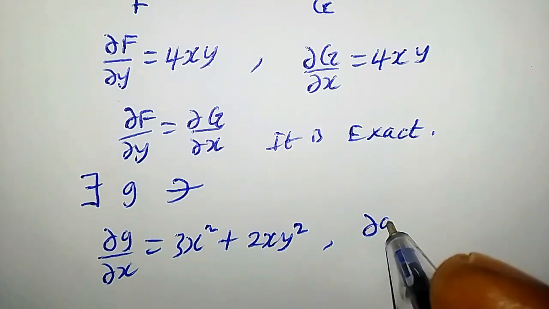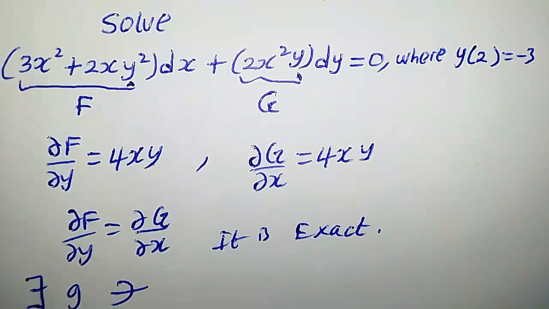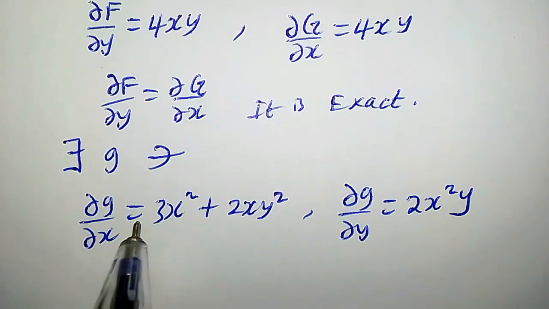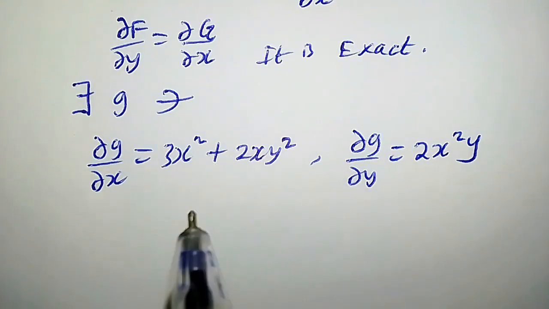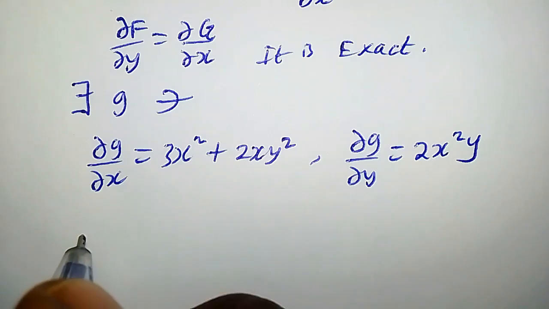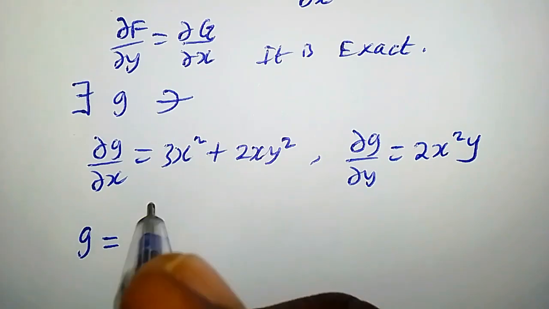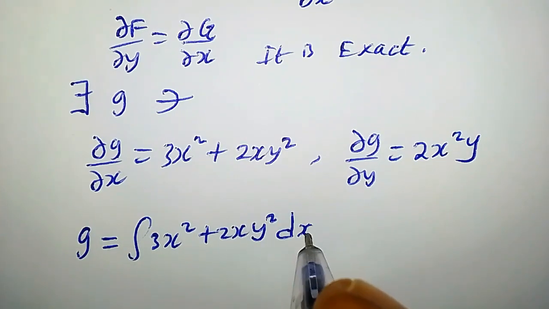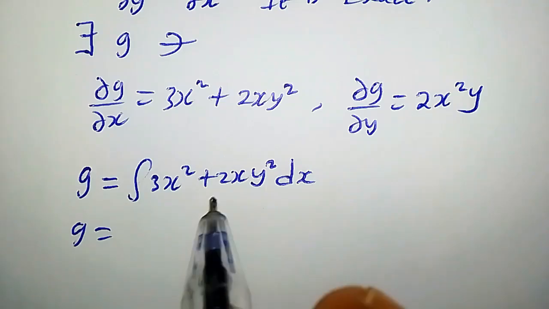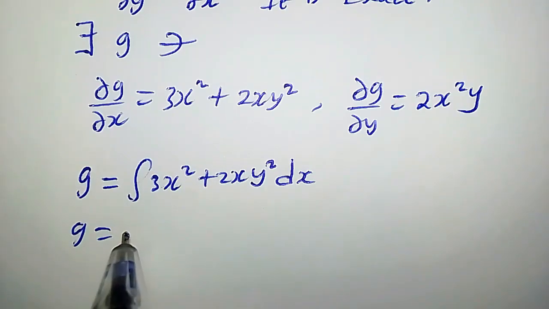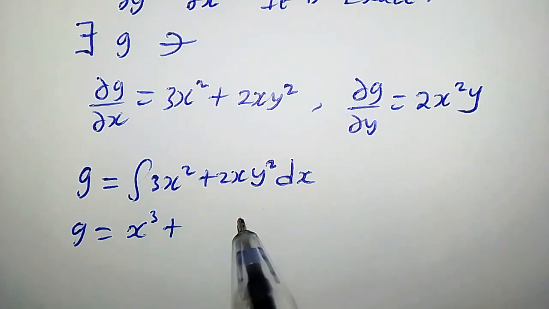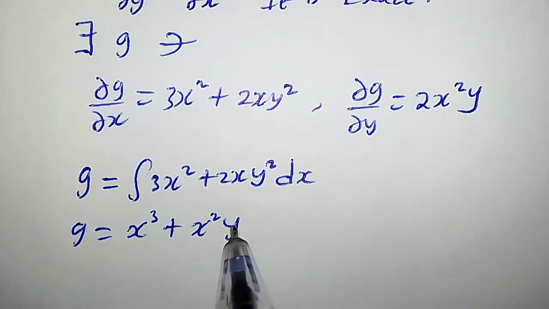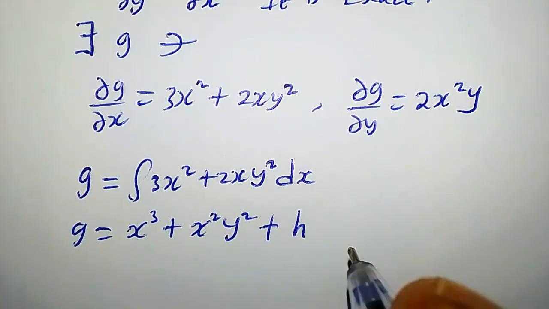And also, partial g partial y is equal to big G, 2x squared y. We can pick either of the two and integrate. Let us pick this one. When we integrate this left hand side, we simply have g equal to integral of 3x squared plus 2xy squared with respect to x. So g is equal to, integrating 3x squared with respect to x, that is x cubed, plus integrating 2xy squared with respect to x, that is x squared y squared, plus arbitrary function h.